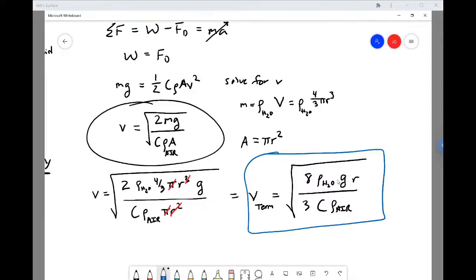The terminal velocity is directly proportional to the square root of the density of the object. Okay, that makes sense because that makes it heavier. It depends on g, that makes sense. It depends on the radius of the spherical raindrop. And it's inversely proportional to the square root of the density of air. So if it was falling through air that was more dense, its terminal velocity would be less.